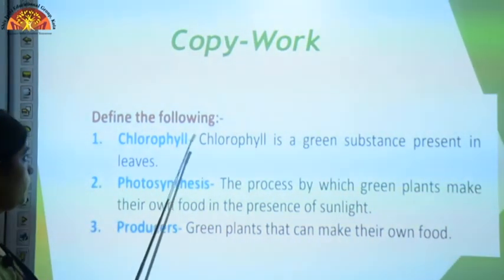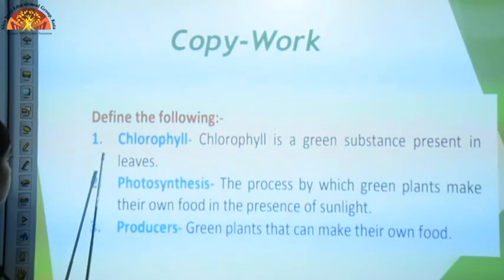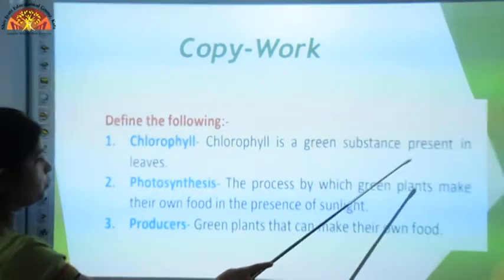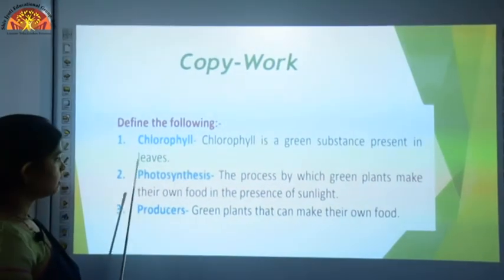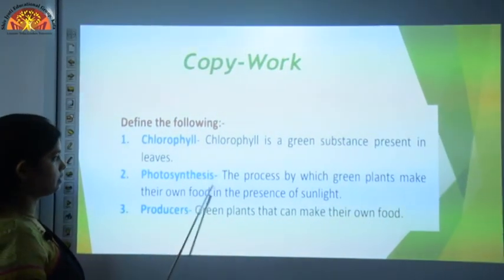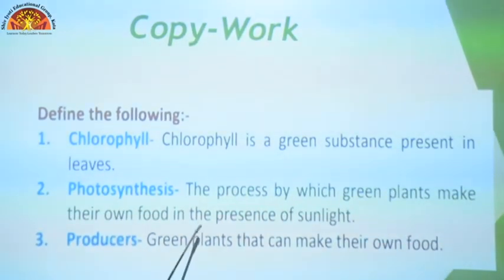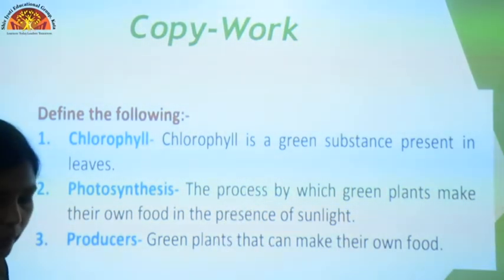So let us start with the definitions. So first definition is chlorophyll. Chlorophyll is a green substance present in leaves. Second, photosynthesis, the process by which green plants make their own food in the presence of sunlight. Third, producers, green plants that can make their own food are called producers. Okay. So this was all about the definitions.